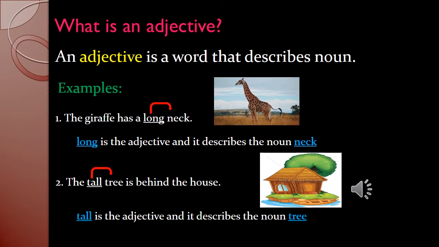Sentence 2, the tall tree is behind the house. Again, in this sentence, the word tall is the adjective and it describes the noun tree in our sentence. Nice and easy. We know what adjectives are. So let's go learn a bit more about comparative adjectives.